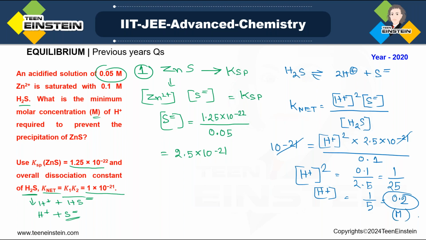So first, from the Ksp and with the help of the given Zn2+ concentration, we have calculated the sulfide ion concentration, which is just needed to reach the Ksp. And if you put it in the dissociation of H2S, and if you put the Knet value, you will get the H+ concentration which is just required to prevent the precipitation. If it is more than that, this is a limit. If it is more than that, there will be precipitation. Okay.